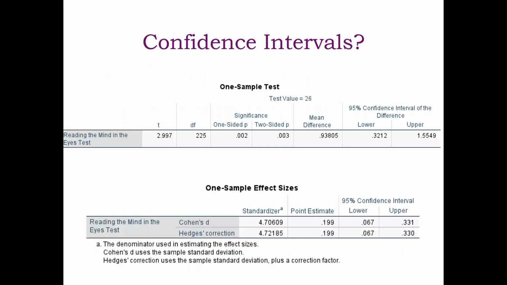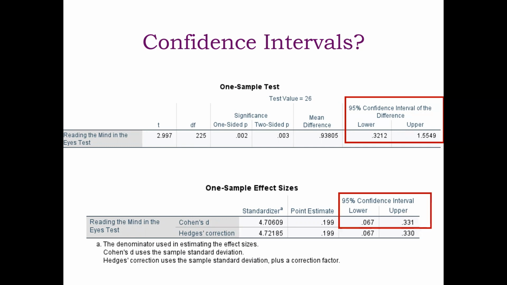So SPSS also gives you confidence intervals, right? This is the estimate, the range of values where we can expect the true difference in the population to lie, anywhere from 0.32 to 1.55. Because it does not include 0, we can reject the null hypothesis. We can look at confidence intervals to make our statistical decision as well. If it includes 0, we fail to reject the null because the difference would be 0, right? If it does not include 0, we reject the null hypothesis.